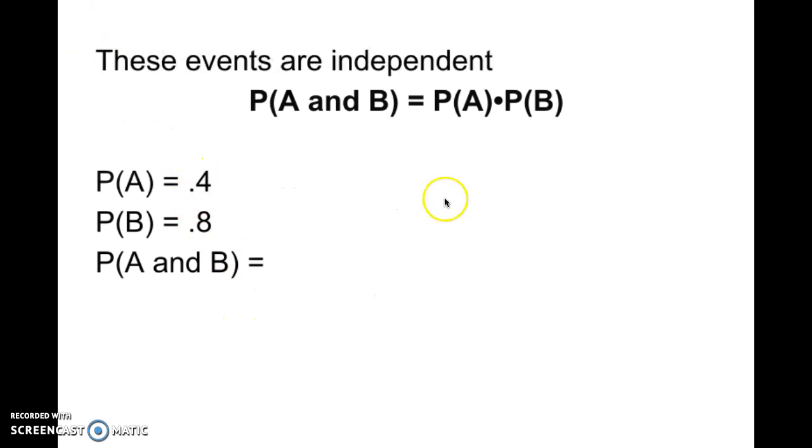And this example looks very similar. I give you this definition again, but this time it says these events are independent, and we are going to use the independence to find the probability of A and B occurring. So we take 0.4 times 0.8, and when I multiply that, I get 0.32. So that is the probability, since these are independent, of them both occurring.